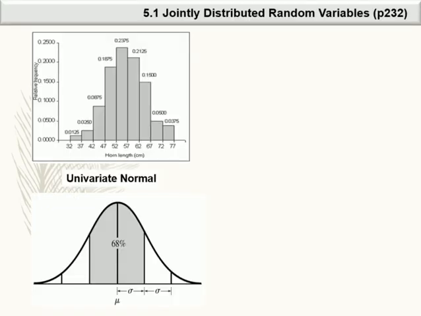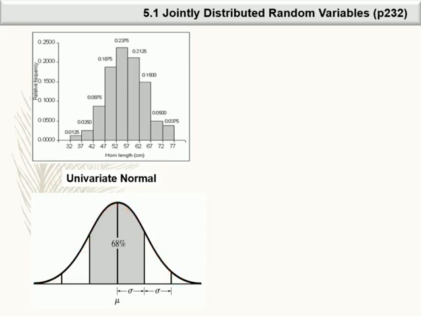Now, graphically, in the univariate case, this is what your relative frequency graph would look like. So you'd have all these different bars for the different lengths. You'd have the relative frequency on the vertical axis. And then in the univariate continuous case, specifically the normal, you're going to have this continuous curve, which you've seen before.